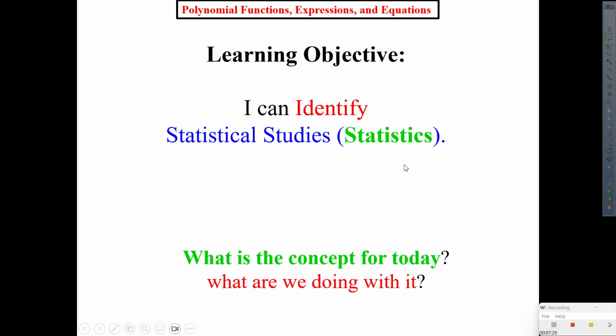All right? So get a Cornell note ready, please. I can identify statistical studies. You don't need a fair model. You should already have it for statistics. I'll give you guys some time to set up your notes.